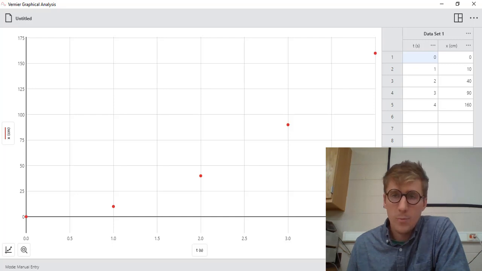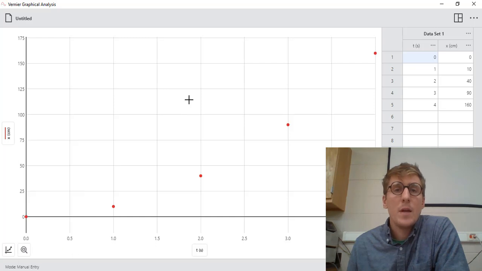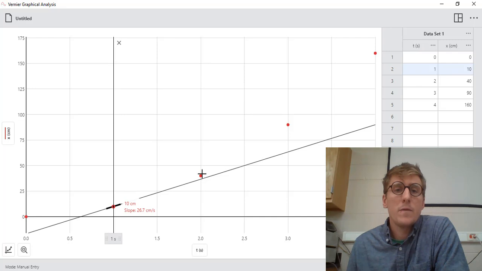Before you try this, you should put your data in Graphical Analysis, so go ahead and pause the video and do that. Okay, now once you have your data in Graphical Analysis, make sure you've got time and position data in your app. If you come over here to the graph tools, and this is really simple, if you highlight or select tangent so that it's yellow, and then come over to any of these points and click each of them, it will tell you the value for the slope of a tangent line, or a line drawn tangent to the curve of your graph.